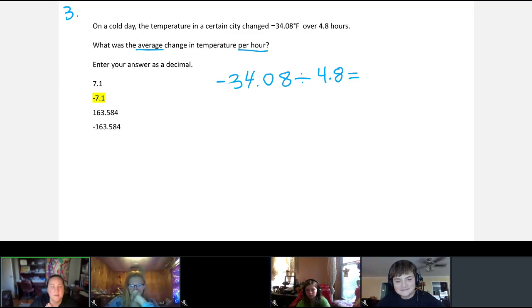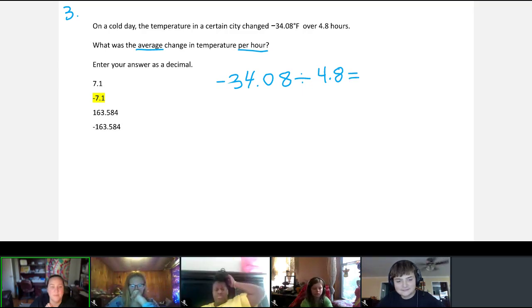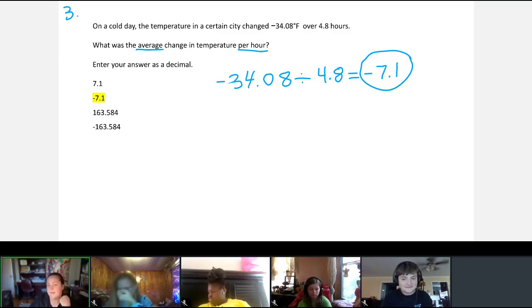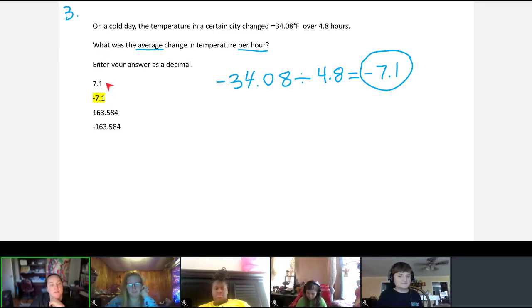So when you divide those two numbers, a negative divided by a positive is a negative, and that would be 7.1. So on your paper, you need to write everything that I wrote in blue. So we're dividing here. And don't forget that negative, because they tried to trick you here with the answers. Two of them are the exact same. One of them just has a negative.